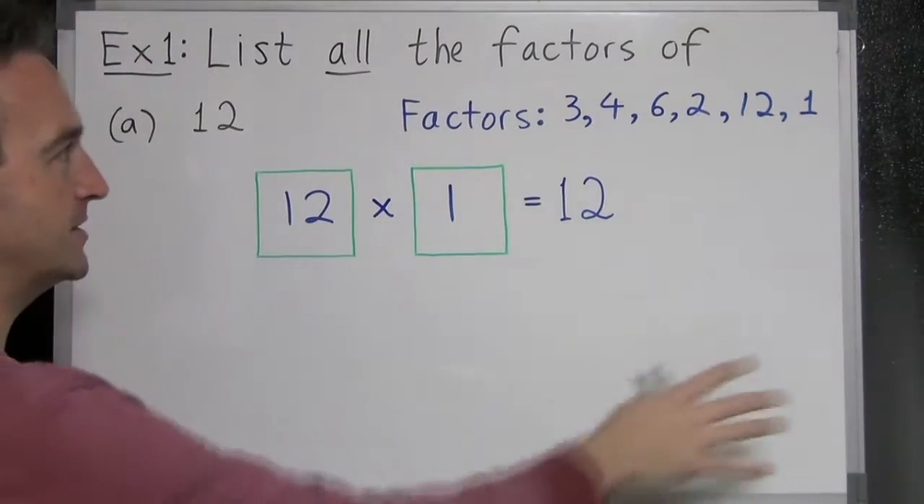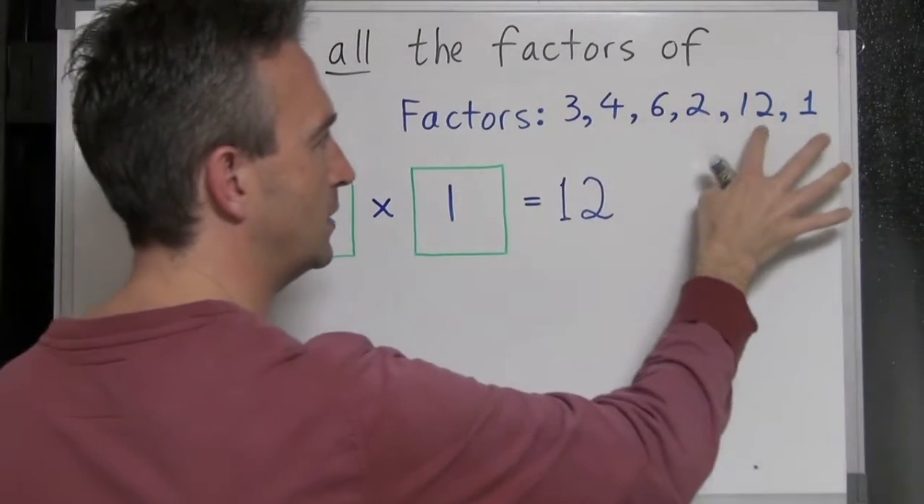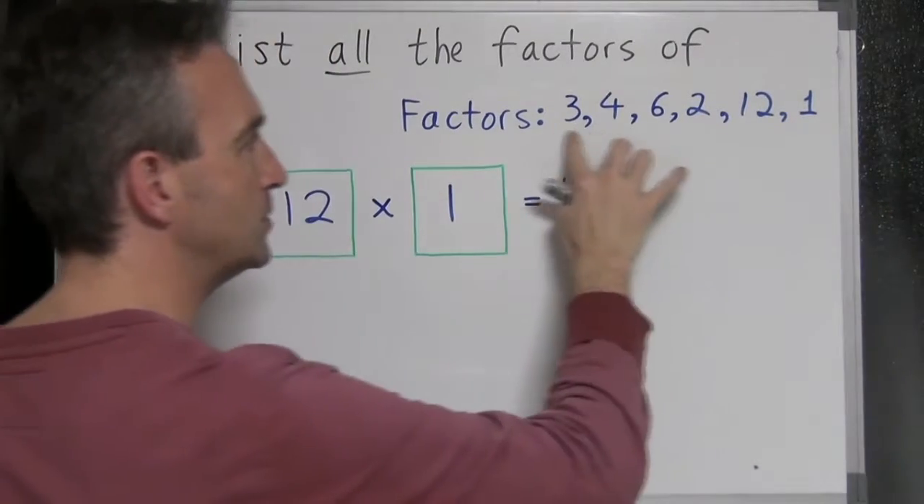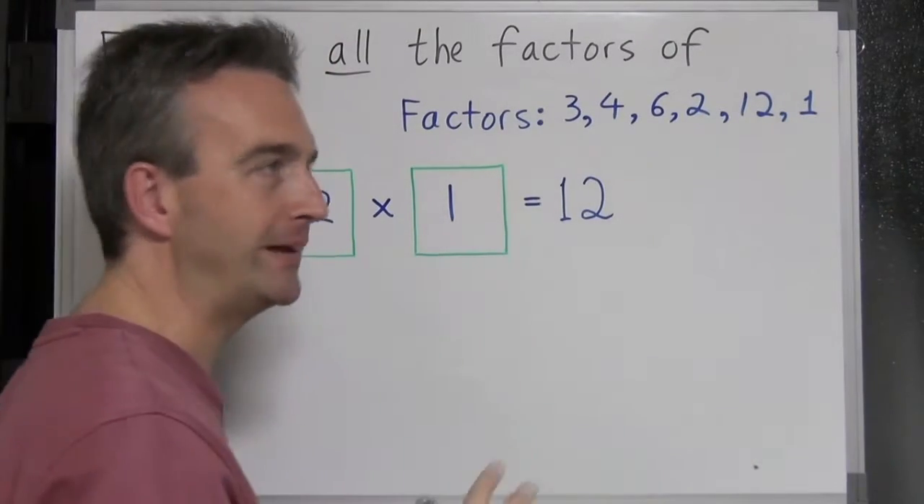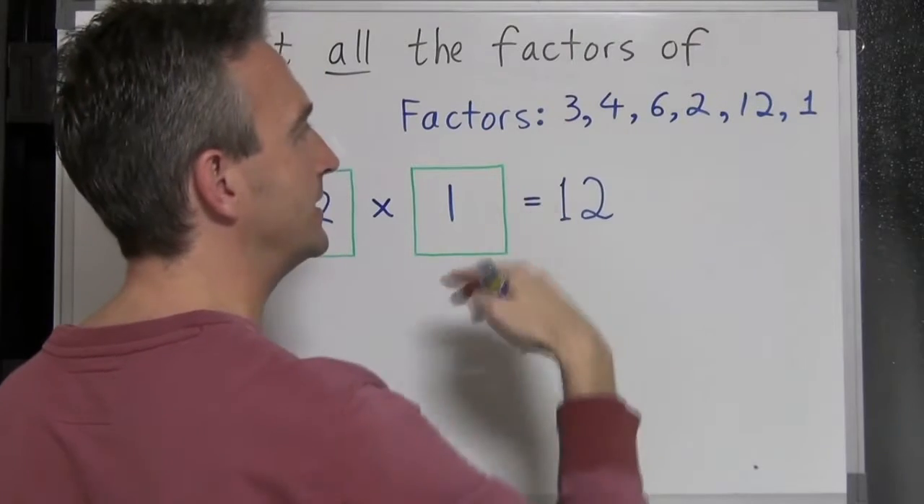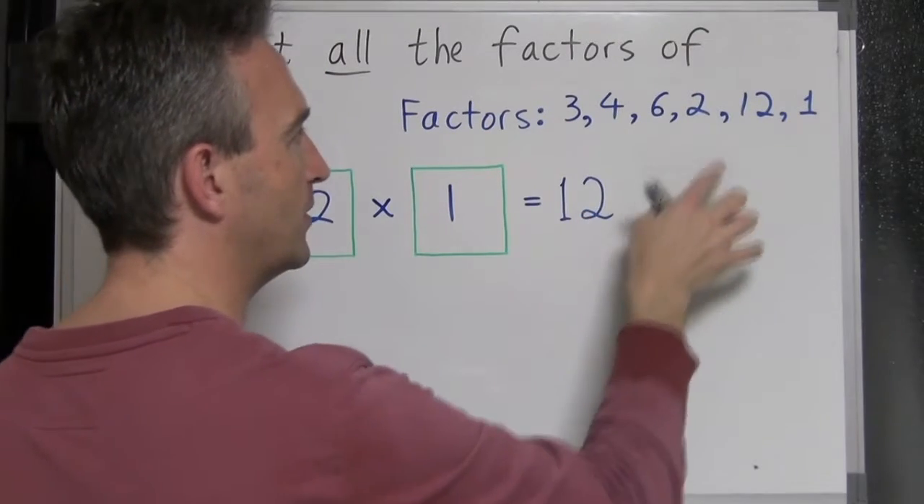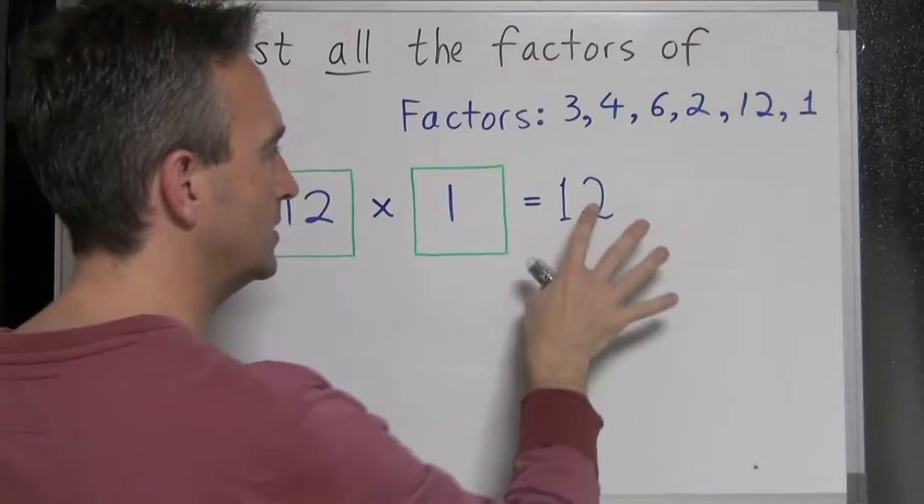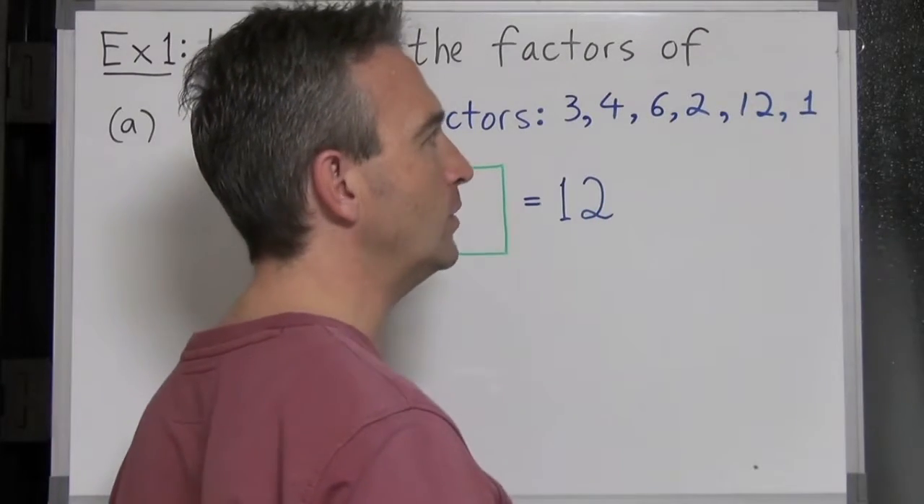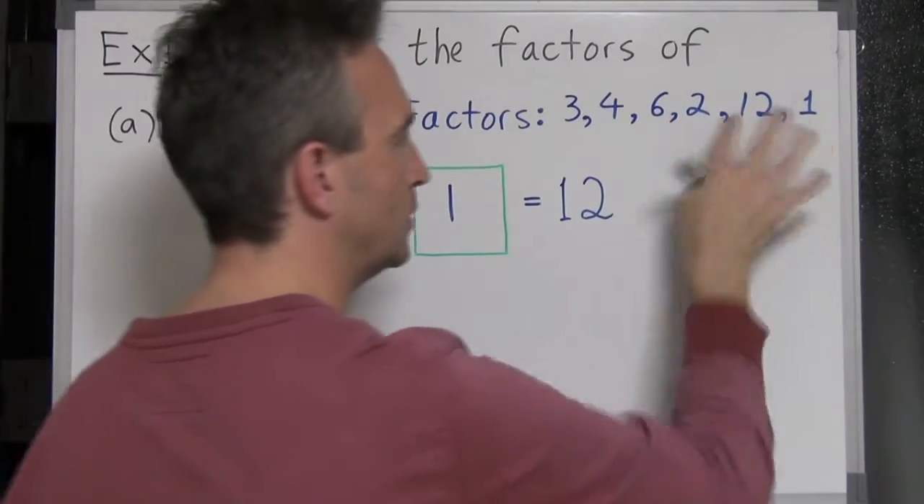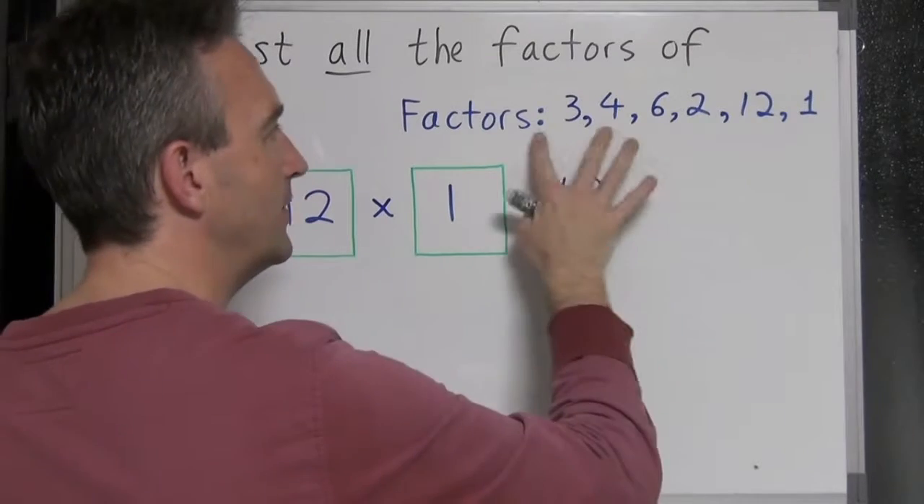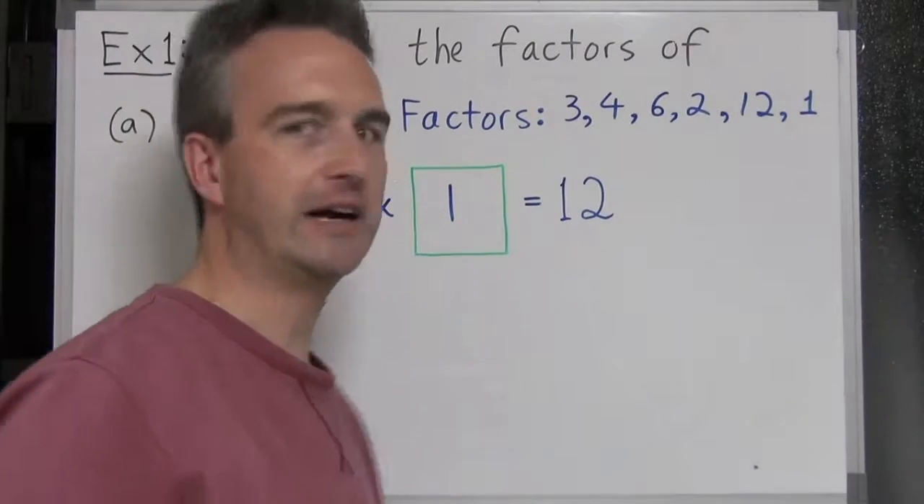So there we go, our factors of 12. 3, 4, 6, 2, 12 and 1. All of these will divide evenly into 12, giving no remainder. 12 divided by 3 gives 4 with no remainder. 12 divided by 6 gives 2 with no remainder. 12 divided by 1 is 12 with no remainder. 12 divided by 12 is 1 with no remainder. These are the factors of 12, all listed out.